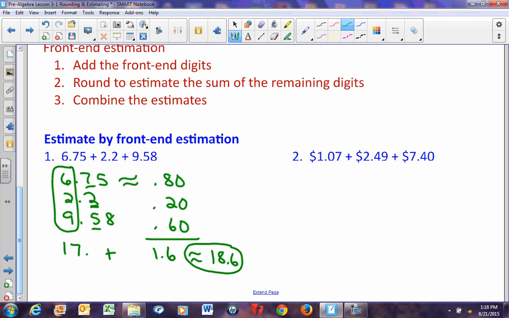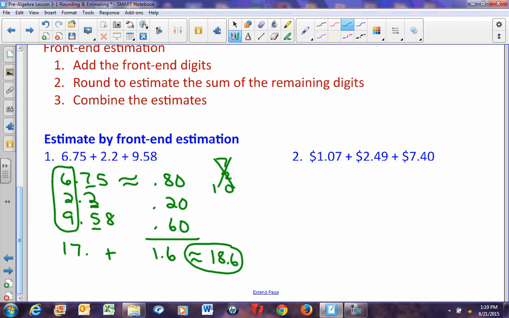Okay, kind of different, but a little bit more accurate than rounding each one of these. Like if I rounded this 6.75 to 7, so if I rounded 7, 2, and 10, that would give me 19. This is a bit more accurate. Okay? It's a bit more accurate. Not exact, because it's still an estimation.